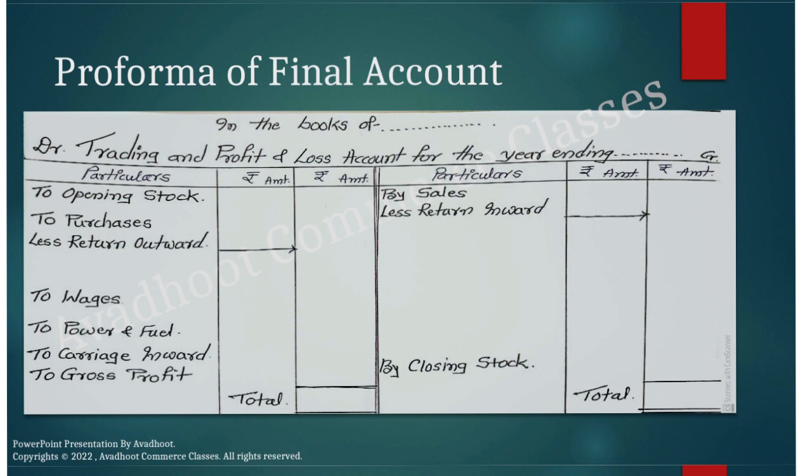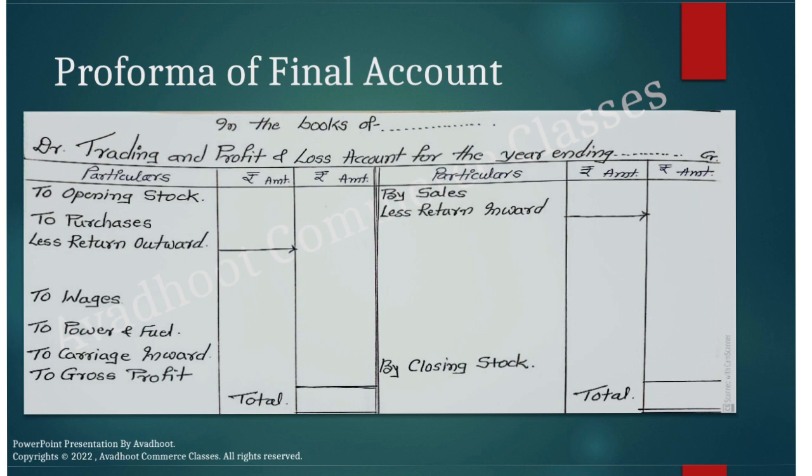There are 2 methods for preparation. Another way is that you can prepare the trading account separately, and the profit and loss account separately. There may be a partner's capital account also, and lastly the balance sheet. But most of the books give the solution in this way, and we are going to do it this way only. There are 2 ways, the fixed capital method and the fluctuating capital method. Today we are considering the fluctuating capital method, and by that way we are going to consider the pro forma.